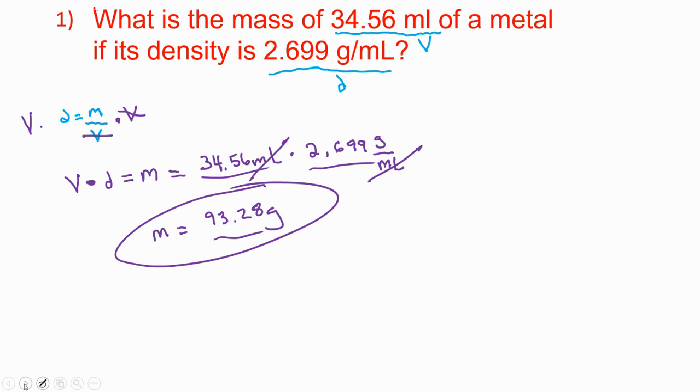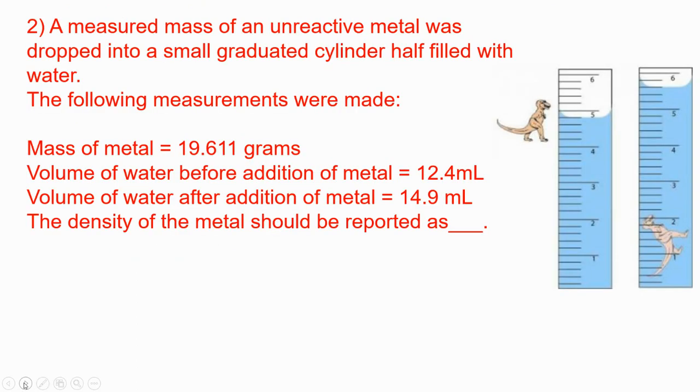Let's do a more complicated density question. In this question, we're going to find density through a method known as displacement, volume displacement. The question reads, a measured mass of unreactive metal was dropped into a small graduated cylinder half filled with water. The following measurements were made. The mass of the metal equals 19.611 grams. This would have been measured on a balance separately.